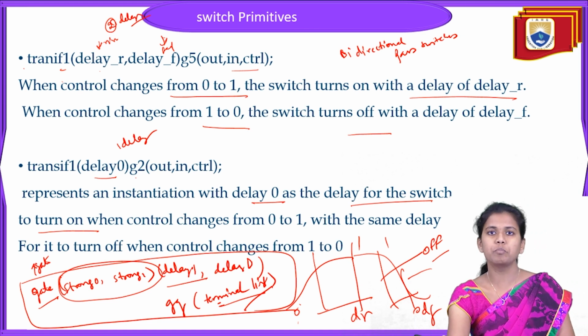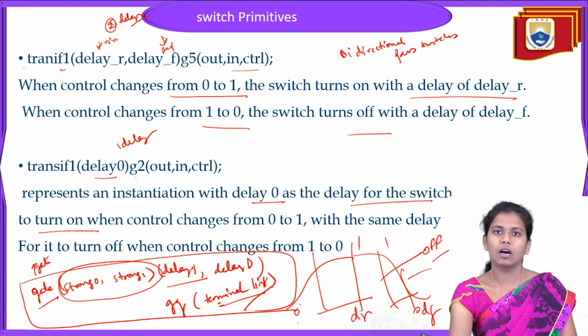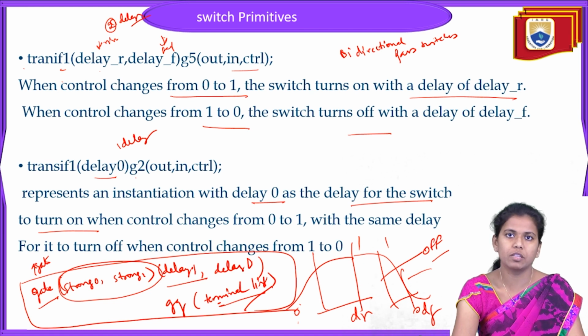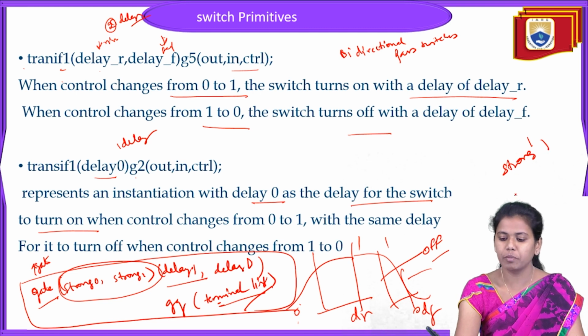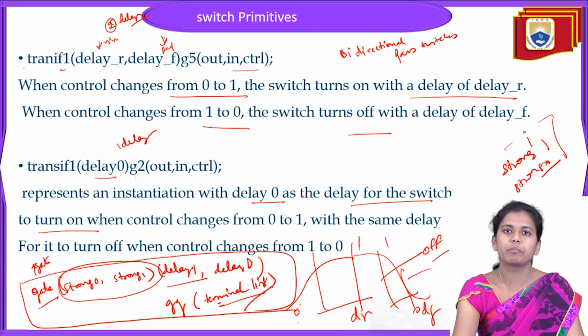So here the important thing to be remembered is we have 2 types of primitives in Verilog: the switch primitive and the gate primitive. In the gate primitive, we have to represent the signal strength, the strength of the signal. Okay, if the signal strength is high, we represent it with strong 1. If the signal strength is low, we represent it with strong 0. Okay, the signal strength would be represented only with respect to the gate primitives.